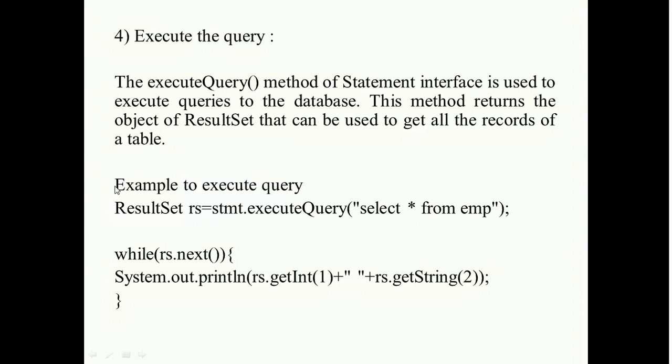So this statement gives you the records of the employee table, and for that we use the ResultSet object, and the executeQuery method is used to execute the SQL queries to the database, and this method returns the object of the ResultSet. Means the executeQuery result is stored into the object of the ResultSet that can be used to get all the records of the table.